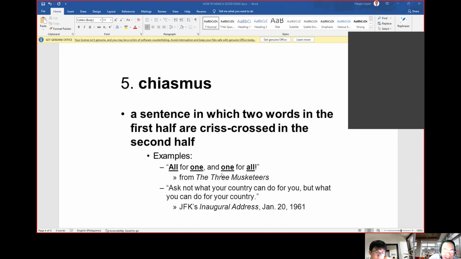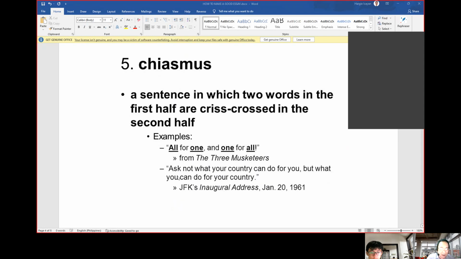Why do we say it's in the second half? Because of the word "and." So, all for one, and then there's another one. You exchange the position of "one," which is your first now, and then the "all" would be your last. So all for one and one for all. This is what we call chiasmus. Okay, can you say the word chiasmus? Chiasmus. Yeah, very good. So we crisscross in the second half. All for one and one for all is taken from The Three Musketeers. Next, can you read this one for me, Khoi?